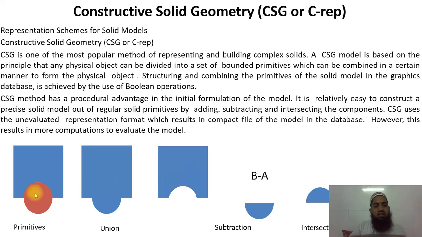If I say subtraction of A minus B, I'll get this one. If I say B minus A, from B I need to remove A, so this whole part will be removed and I'll get this one only. If I say intersection of A and B, I'll get only this part, the intersection of these two parts. So this is A, this is B. As I said, this is a union, this is a subtraction, and this is an intersection.